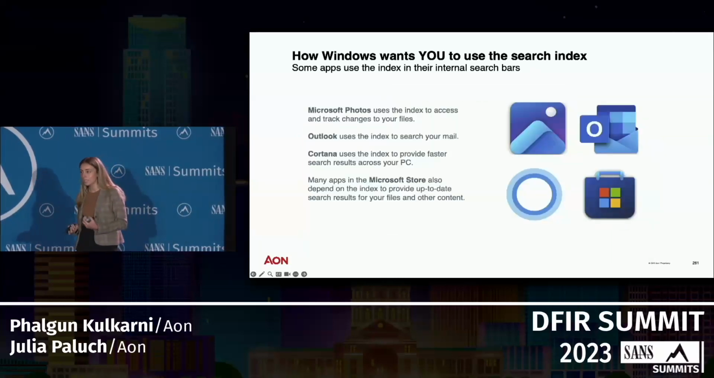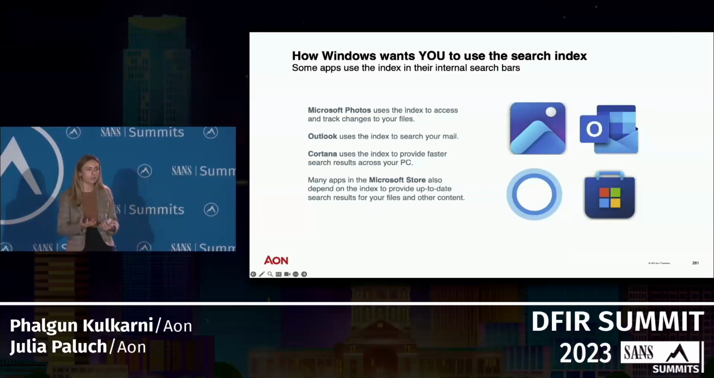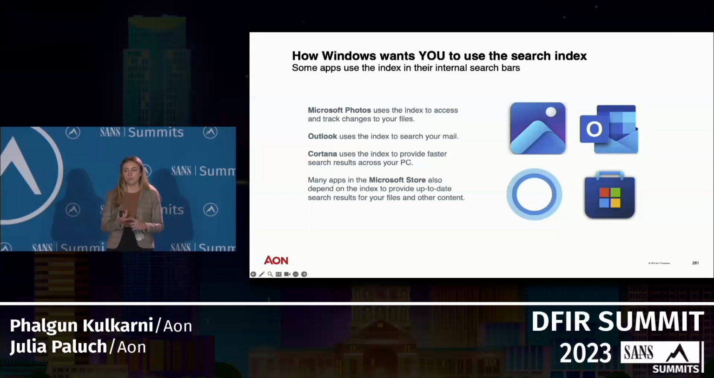The Windows Search Index is also implemented differently in other apps. So Microsoft Photos will use it to track changes in your files. Cortana will use it to give you search results. If you're searching for an email using the Outlook search bar, Outlook is using the Windows Search Index in the backend to search through the emails on your system. And other apps in the Microsoft Store will implement it in different ways.